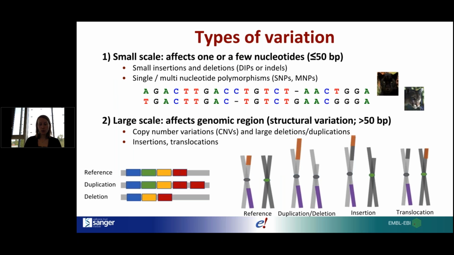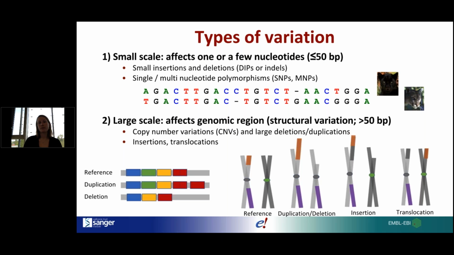So broadly speaking, we classify variation into two types: small scale and large scale. Small scale variation can affect one or a few nucleotides, but according to the definition that we use in Ensembl, it will affect 50 or fewer base pairs of sequence. Large scale variation can affect an entire genomic region, but we classify it as variants affecting more than 50 base pairs of sequence. So small-scale variation can include things like small insertions and deletions, or single or multi-nucleotide polymorphisms.